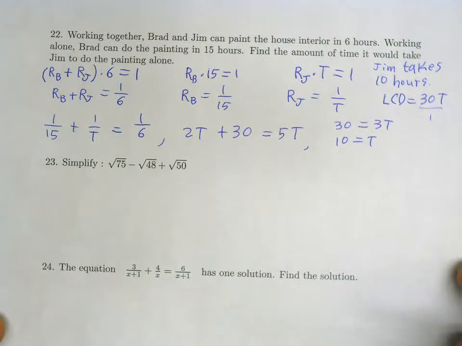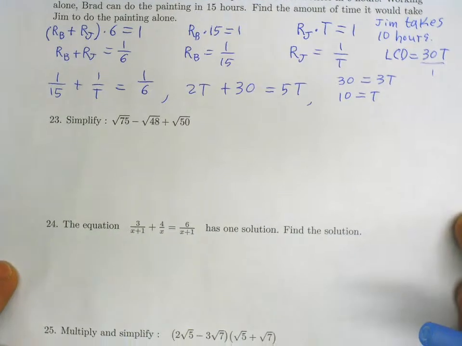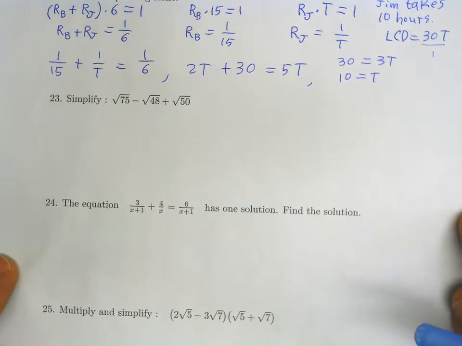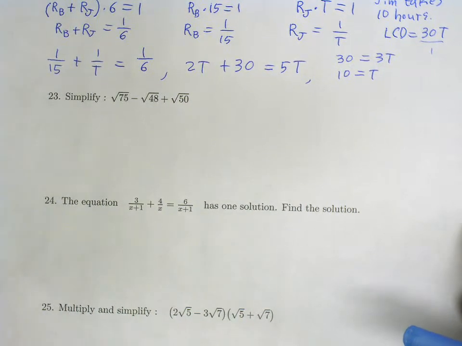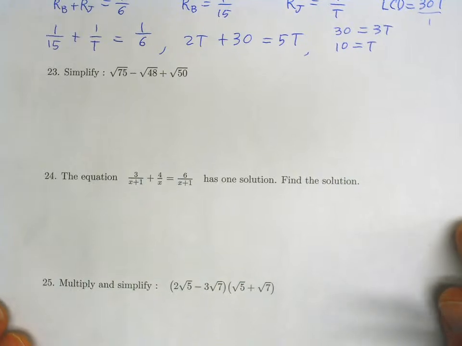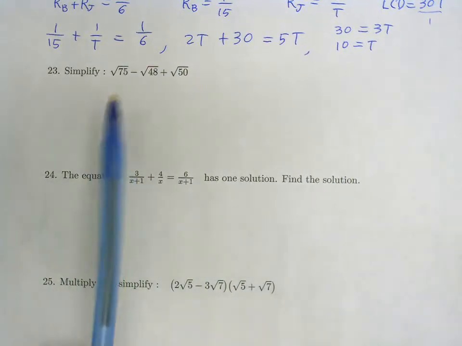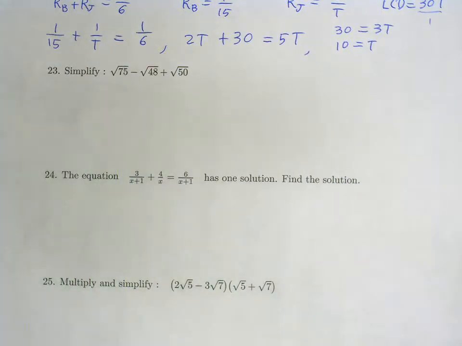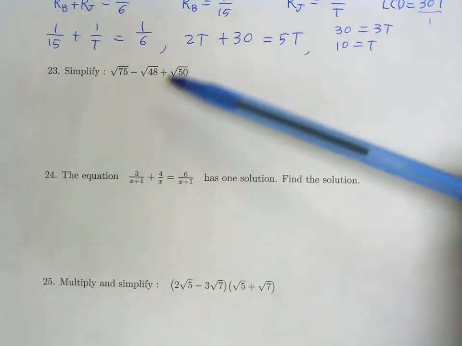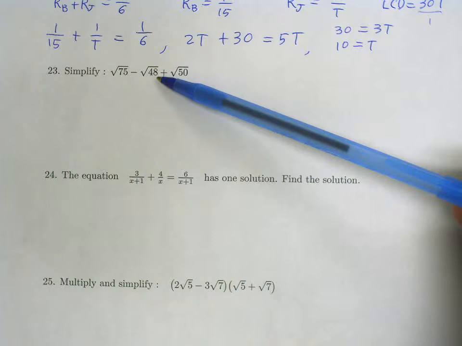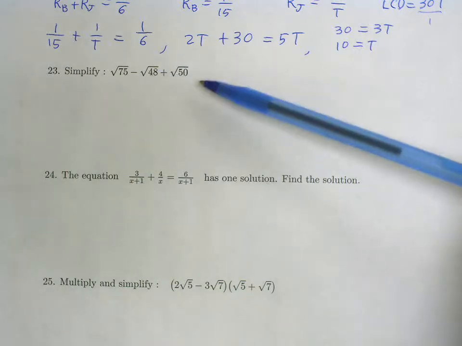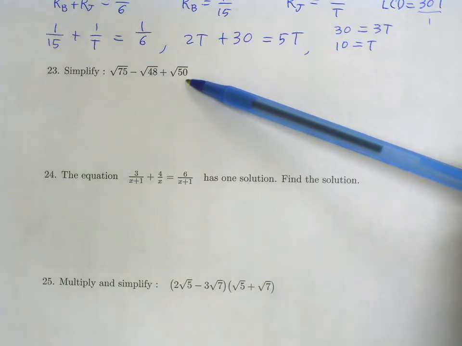Okay, the next problem, number 23. Simplify the square root of 75 minus the square root of 48 plus the square root of 50. Okay, the largest factor of 75 that's a perfect square is 25. 25 times 3 is 75. The largest factor of 48 that's a perfect square is 16. 16 times 3 is 48. The largest factor of 50 that's a perfect square is 25.